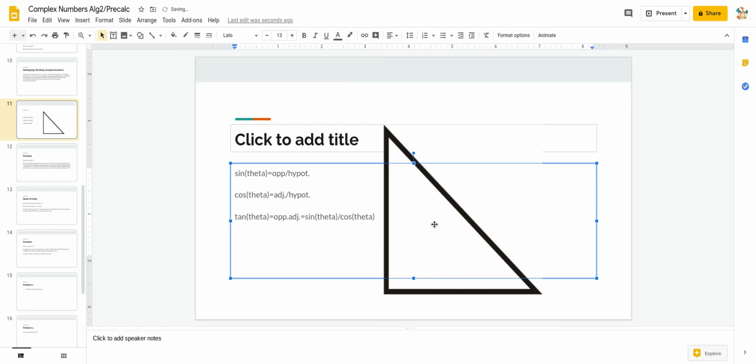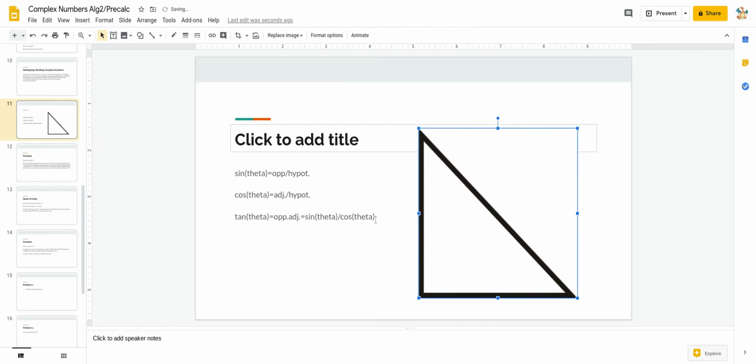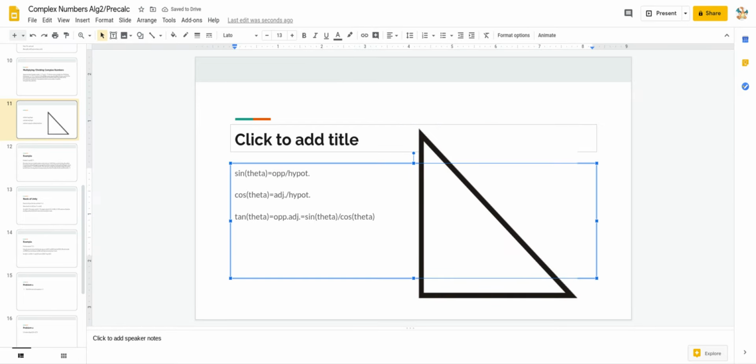Another thing you want to know is that sine squared theta plus cosine squared theta is equal to 1. That's the important stuff you should know. Do you get this?